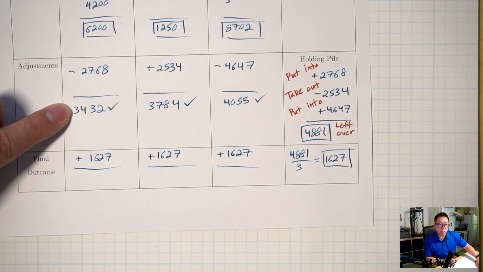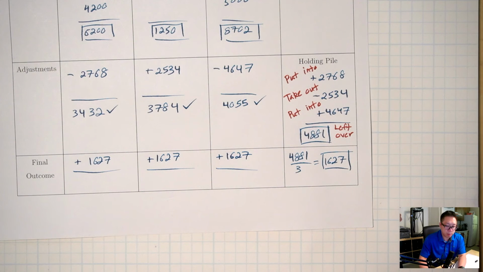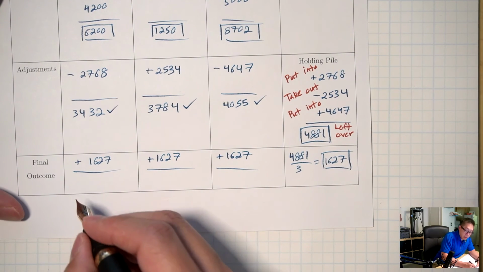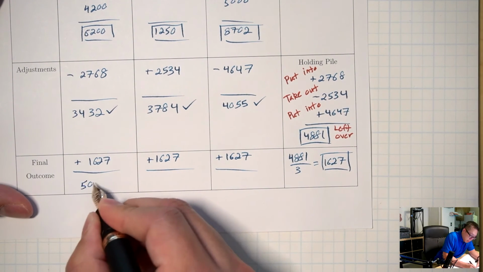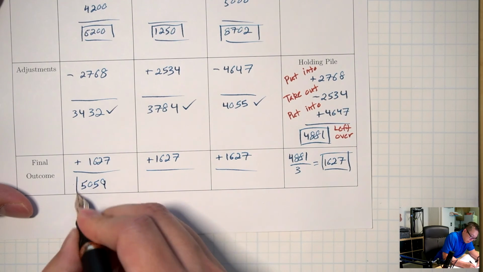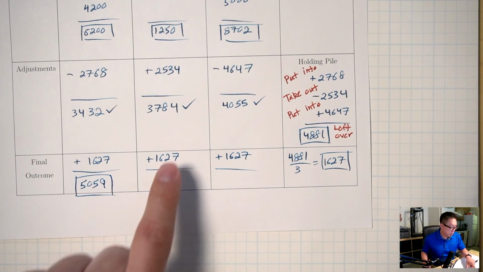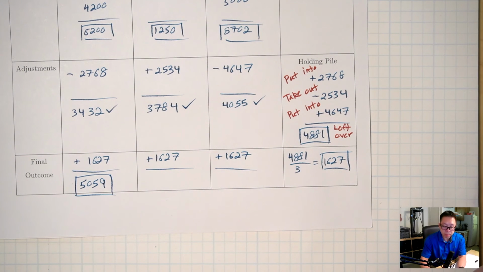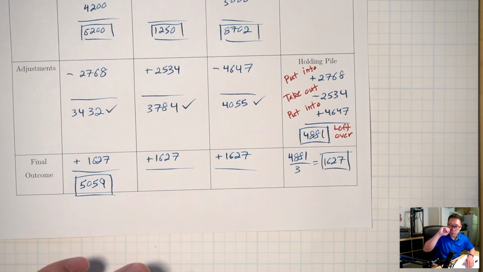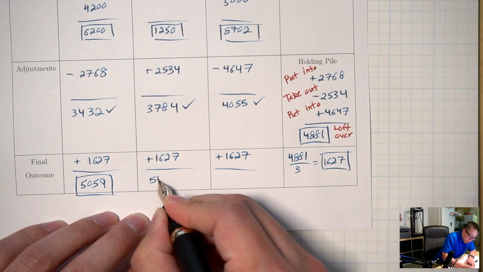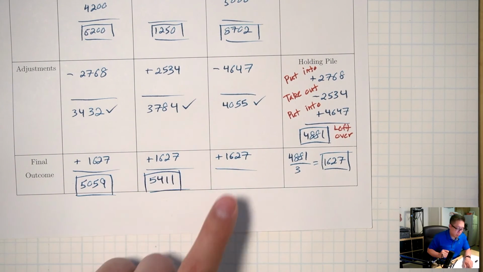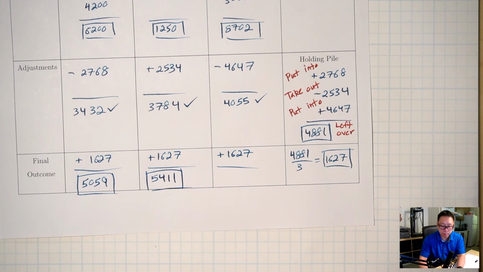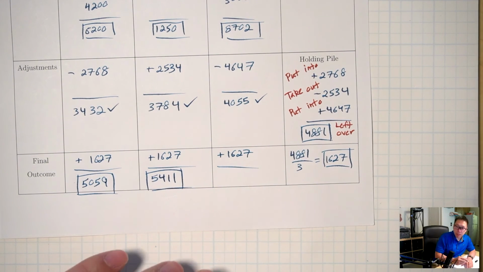Okay, take the number that they're at right now, so 3432 plus that 1627. All right, so Kai is at 5059. Luna 3784 plus 1627. Luna's at 5411. Brian 4055 plus 1627. Brian's at 5682.